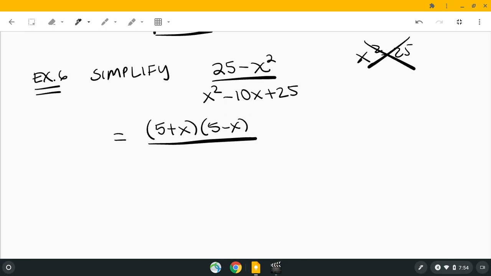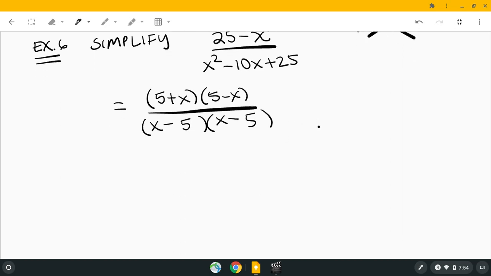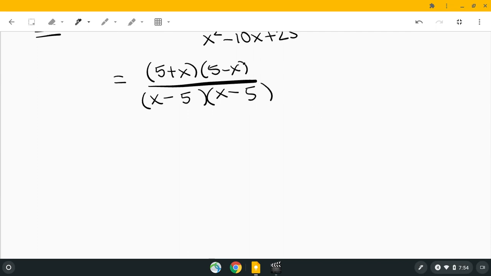All right, and then down below, we have x times x. Both signs the same, both of them negative. 5 and 5, okay? So here's what I want to point out. So here's the question, $1 million question. These down here are not exactly like these up here, right? These are kind of close, right? But not exact. So the question is, can we cancel them? What do you think? Can we cancel them?